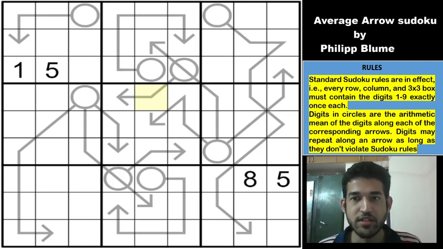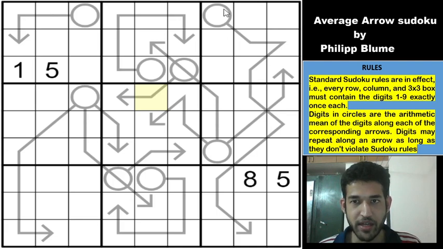Moving on to the rules, standard Sudoku rules apply. Every row, every column and each 3 by 3 box contains the digits from 1 to 9 without any repetition. The digits in circles are the arithmetic mean of the digits along each of the corresponding arrows.